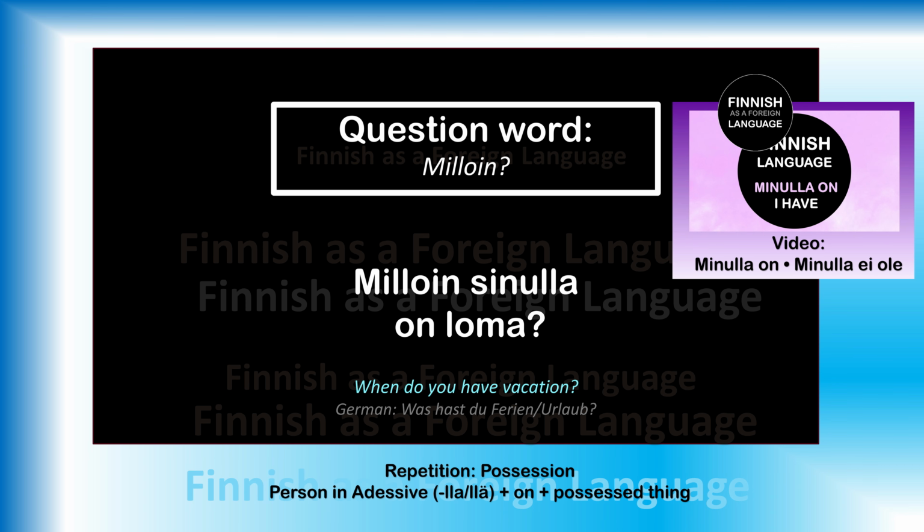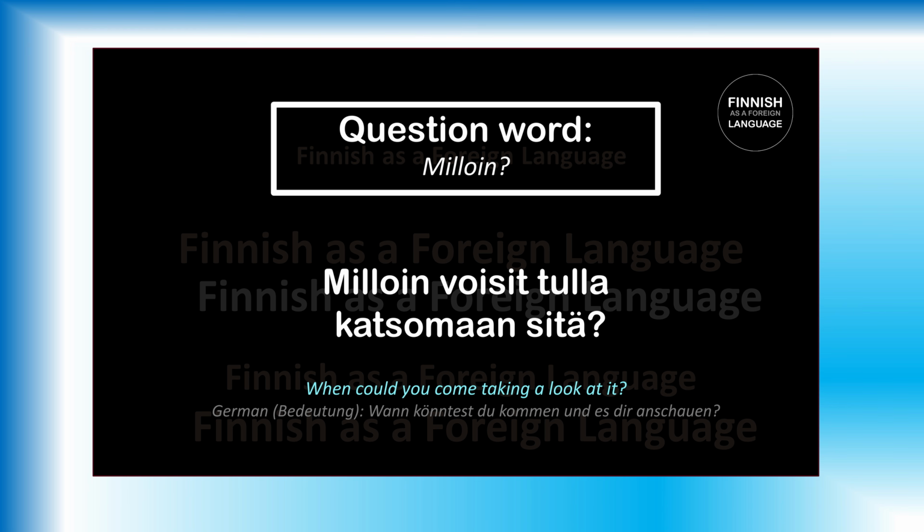Let's take another example. Milloin voisit tulla katsomaan sitä? Means when could you come taking a look at it? So let's go step by step. Milloin means when. Voisit means you could. Here we have the conditional form. Tulla means to come. Katsomaan means looking. And sitä here means it. We use sitä here because the verb katsoa takes the partitive when we're talking about watching or looking at something. So let's repeat again. Milloin voisit tulla katsomaan sitä? When could you come taking a look at it?